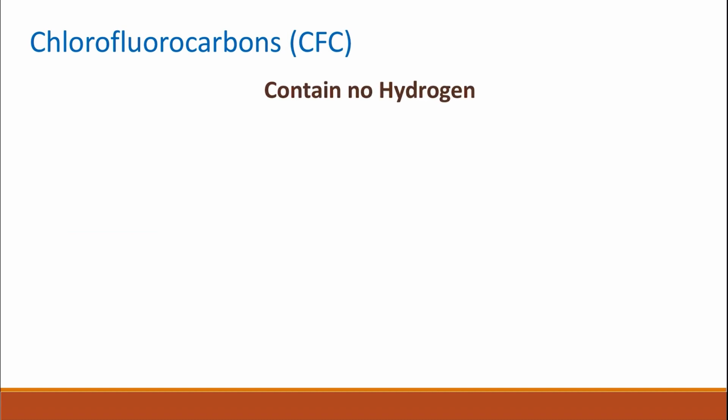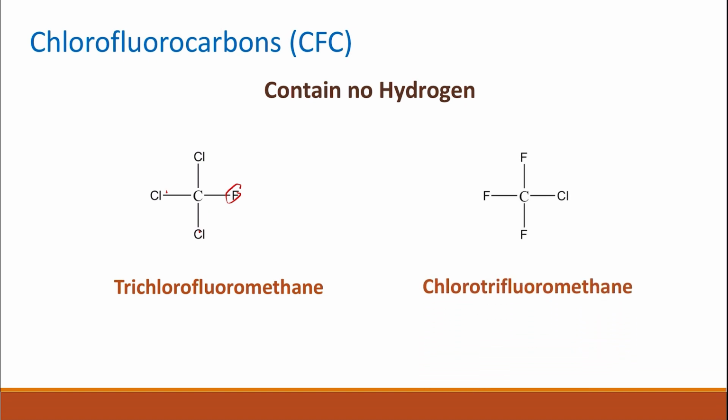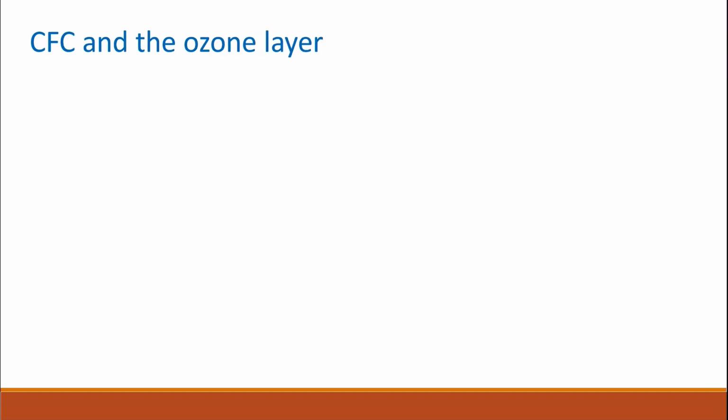Chlorofluorocarbons contain no hydrogen, so they are halogenated compounds which contain no hydrogens at all. They only contain halogens and carbon. Examples of these are trichlorofluoromethane, which has 3 chlorines and 1 fluorine, and trifluorochloromethane, which has 3 fluorines and 1 chlorine. CFCs have a problem and they can affect the ozone layer. So let's first talk about the ozone layer.